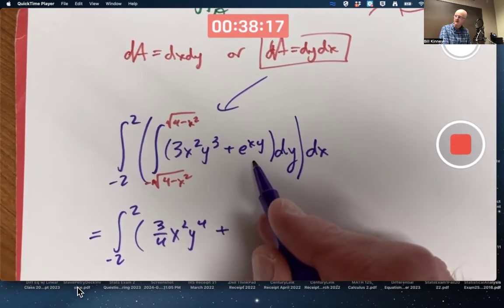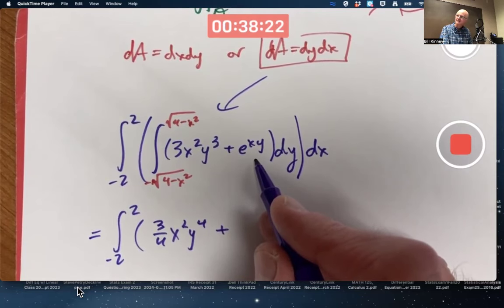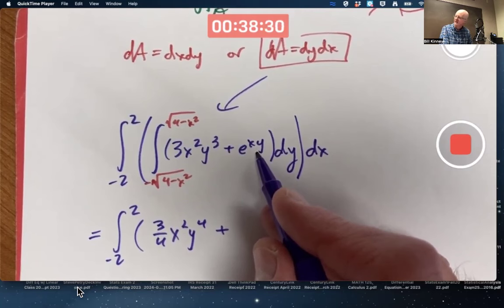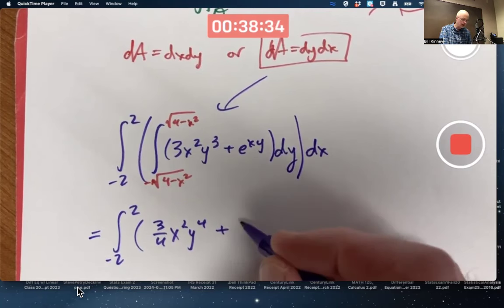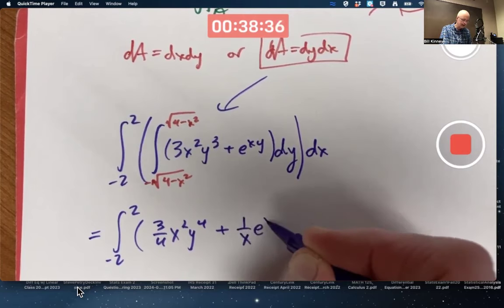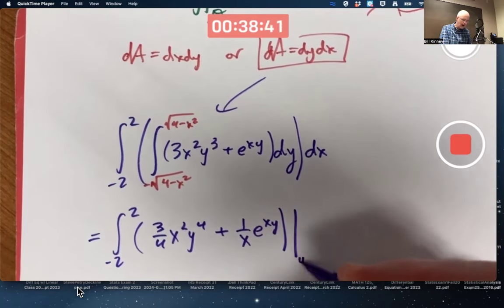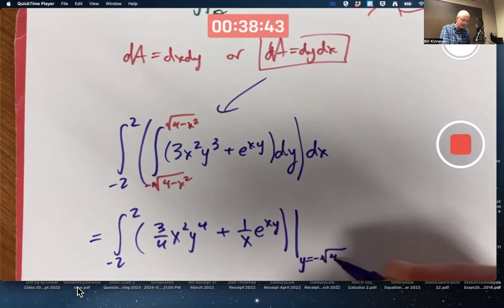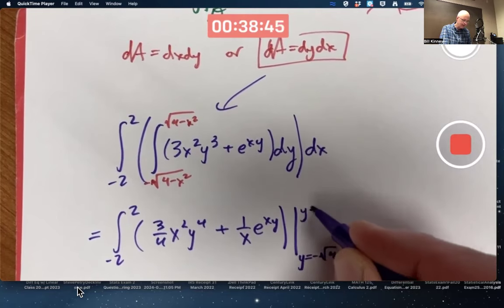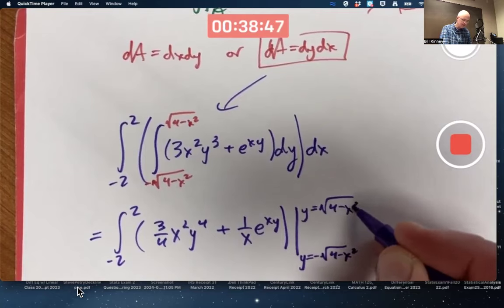This one's a little trickier. Once again, treat the x as a constant. Pretend it's a 5 or something. If this were e to the 5y and I were integrating that with respect to y, I'd get 1/5 e to the 5y. By analogy here, you would get 1 over x e to the xy. Y goes from negative square root of 4 minus x squared to positive square root of 4 minus x squared.